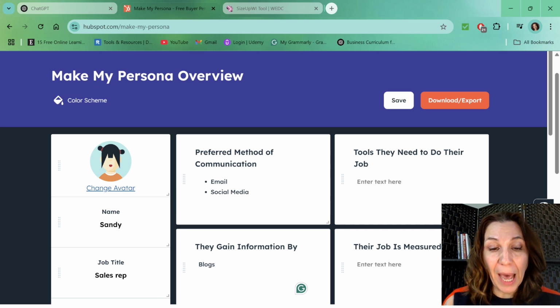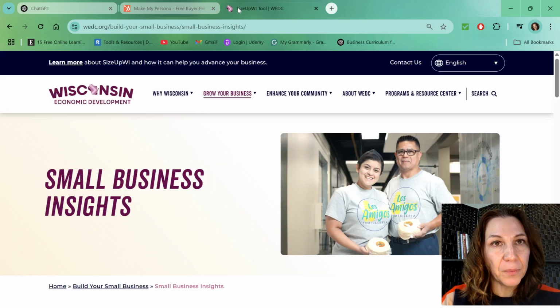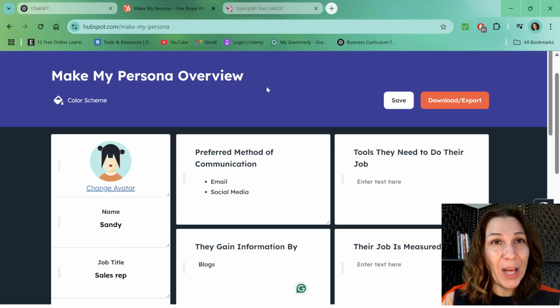So to recap today, you can use ChatGPT for a lot of your research. You can use SizeUp to analyze your competition and also to see where you position yourself. And at the end, you can utilize Make My Persona.